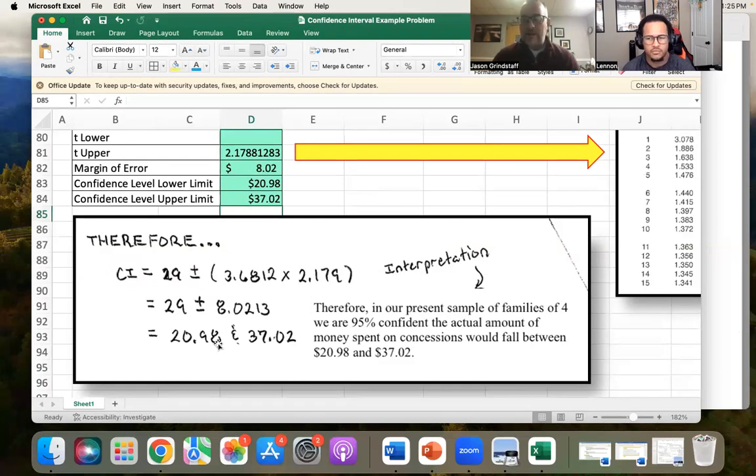So what does that mean? When a family of four comes in, based on statistical probability, we are 95% confident that families of four are spending somewhere between $20.98 and $37.02. It's all good and well to say they're spending $29, but we didn't measure all families of four, right? We also didn't measure every single game. If we took a sample of 13 families at one game, 13 at another, 13 at another, we would get much closer to the true mean, right? Does that make sense? Yes, sir.